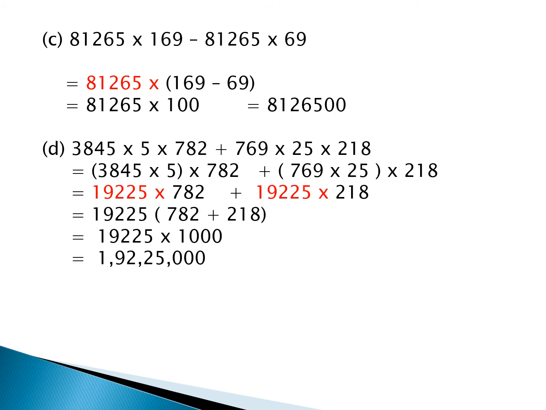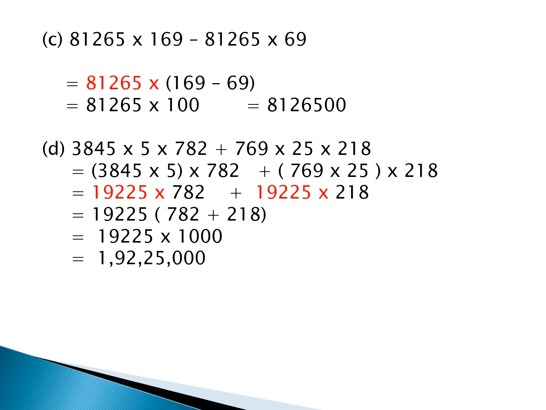Now come to part C. 81,265 multiply 169 minus 81,265 multiply 69. Now this question is a little bit different from the parts we have done earlier. As you can see, there is a subtraction sign in between. So you have to subtract the terms.